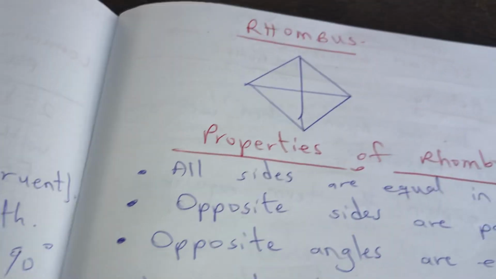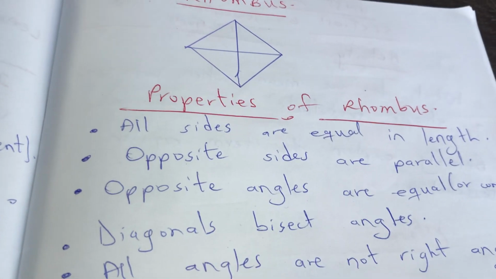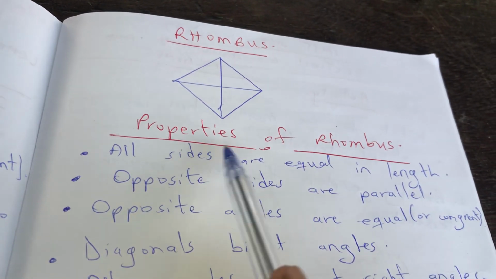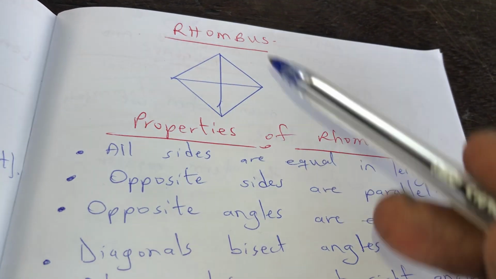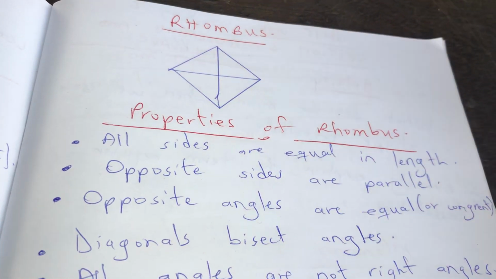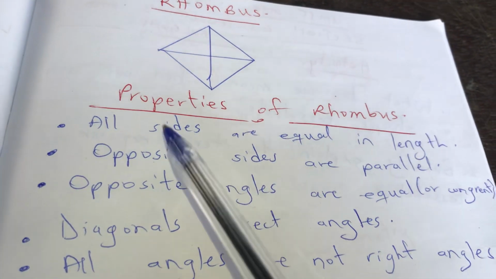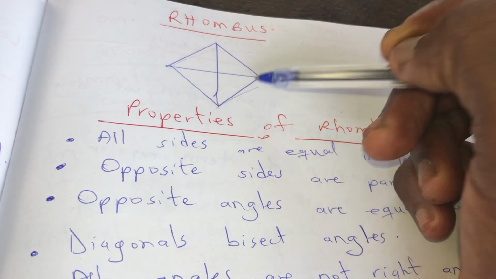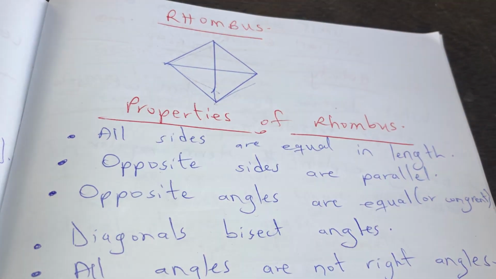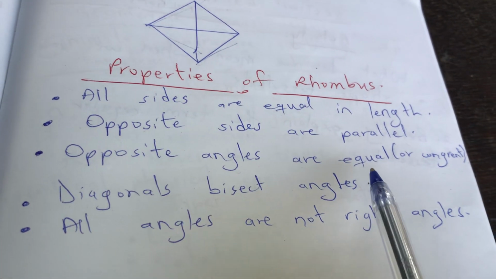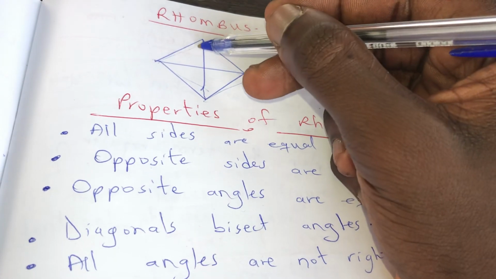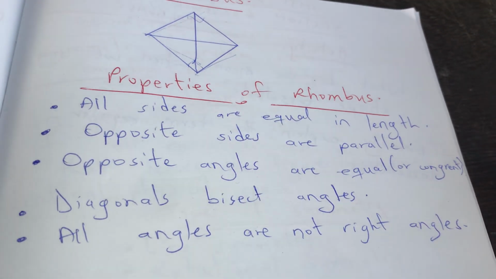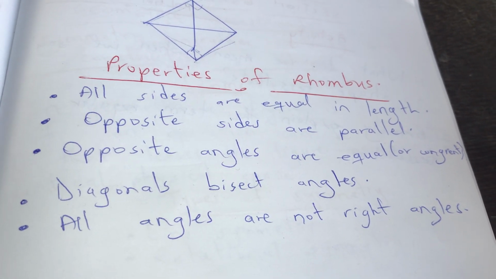A rhombus is a slanted square. You can see this one is like a square which is slanted. What are some of the properties? All sides are equal in length. This side, this side, this side, this side are equal in length, just like the square. Opposite sides are parallel. This side and this side are parallel, and this side and this side are also parallel. Opposite angles are equal, or congruent. This opposite angle here, they are congruent, which means they are the same.